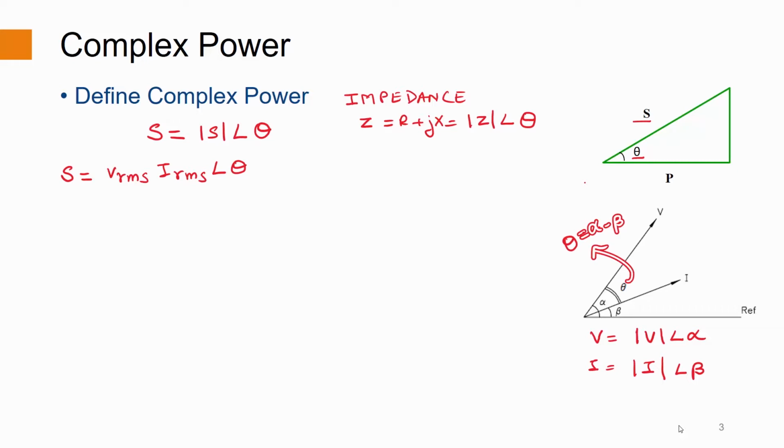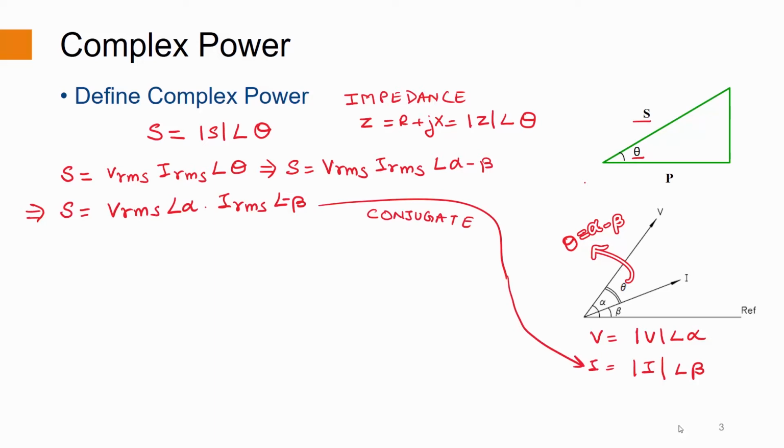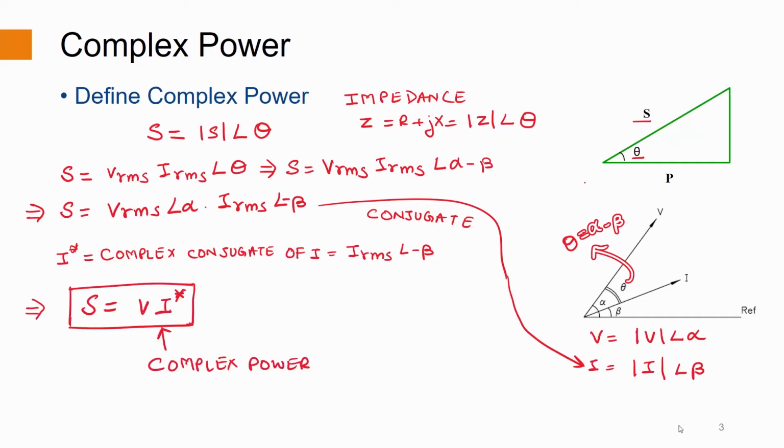This can be rewritten as Vrms Irms at an angle of alpha minus beta, by replacing theta with alpha minus beta. This can be rewritten as Vrms at an angle alpha times Irms at an angle minus beta. We can see that the current in the complex power is the conjugate of the current phasor. Defining I star as the complex conjugate of I, that is, I star is equal to Irms at an angle of minus beta, we can say that the complex power S is equal to the voltage phasor times the conjugate of the current phasor.